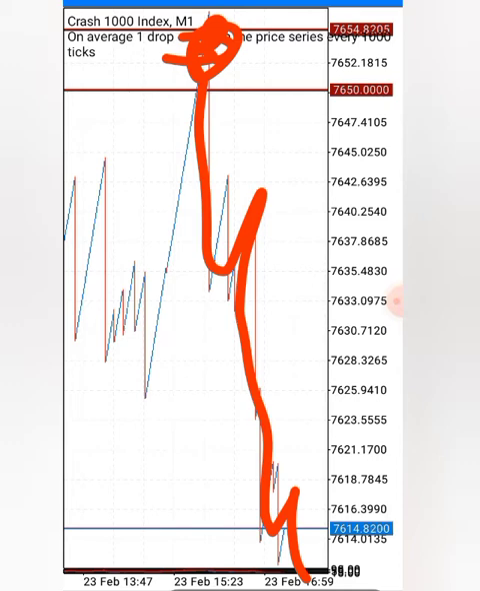This strategy is the easiest and simplest strategy for catching spikes on Crash 1000 and Boom 500. Okay guys, Boom and Crash 500 1000. This is the best strategy to catch spikes. So if you are looking out for a good strategy to catch spikes on Boom and Crash, this is the best Boom and Crash spike catching strategy. Okay, so this video is just to give you the simplest Boom and Crash spike strategy.